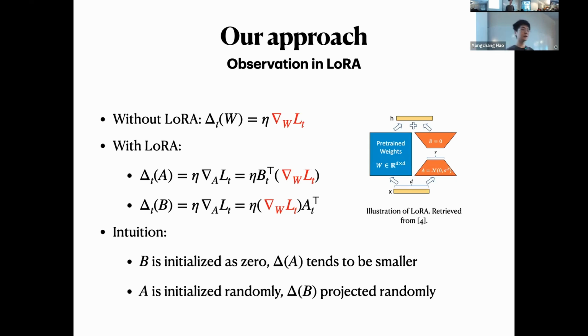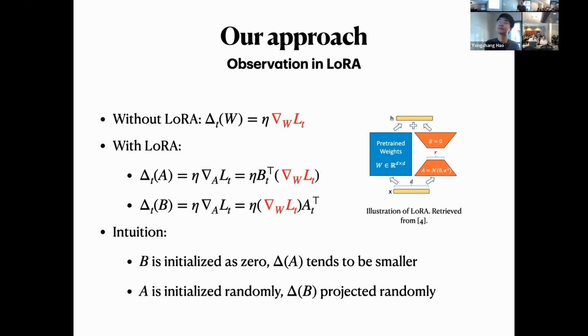So like with LoRA, what's the gradient of the original matrix without LoRA? We just calculate it with backpropagation, and it's represented in this form. And now with LoRA, what's the gradient for A and B? If you do some calculation, you can find that.